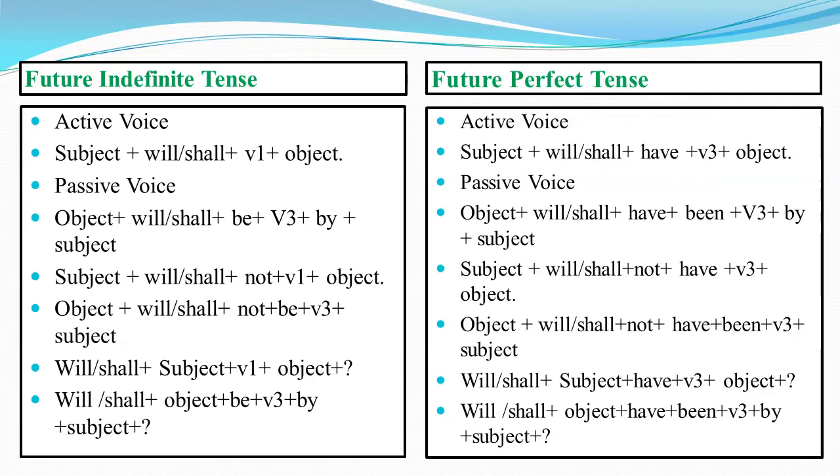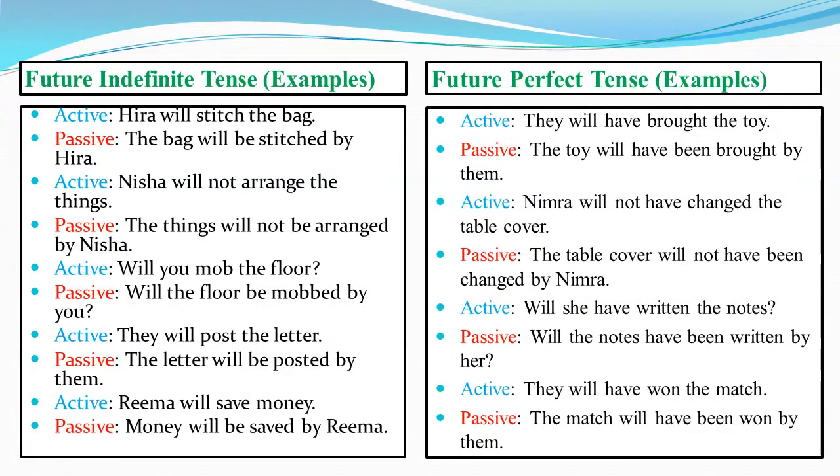First of all, we will see the examples of future indefinite tense. The active sentence is: Hira will stitch the bag. Okay, and the passive is: the bag will be stitched by Hira. Another sentence: Nisha will not arrange the things, and the passive is: the things will not be arranged by Nisha. Okay, here is an interrogative sentence.